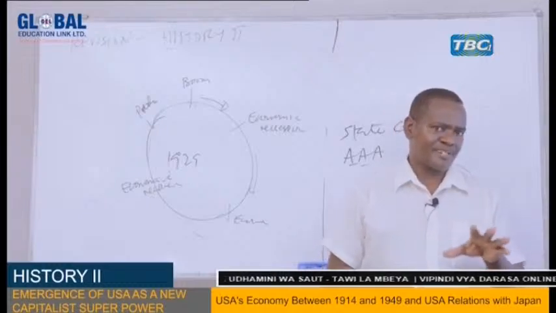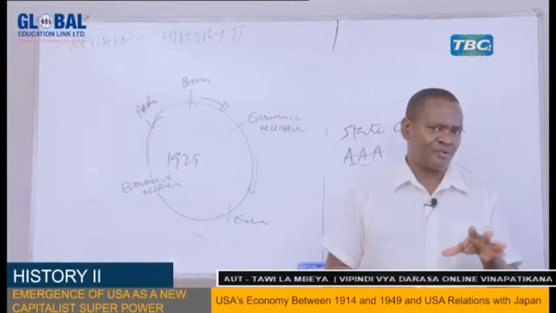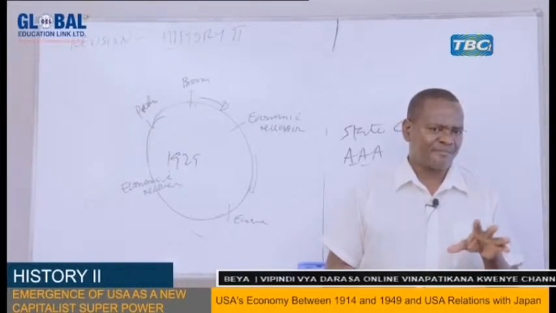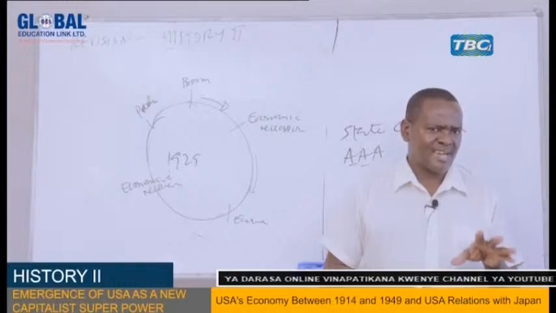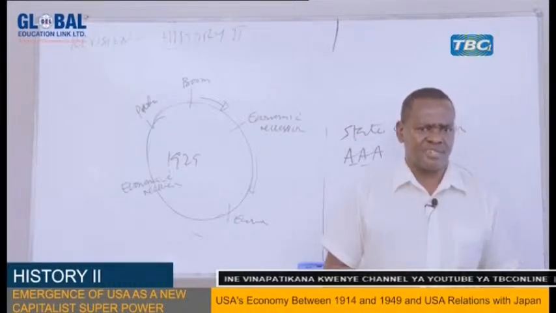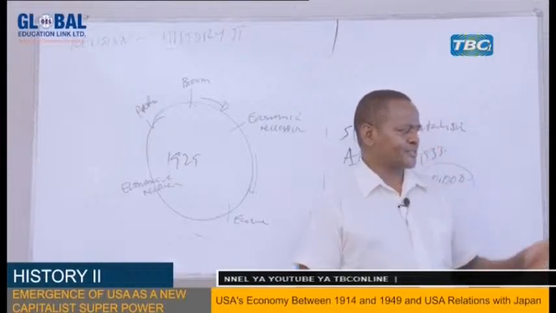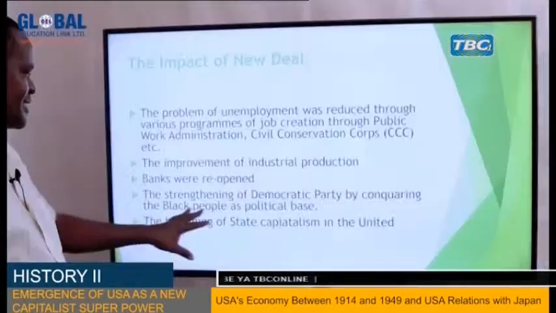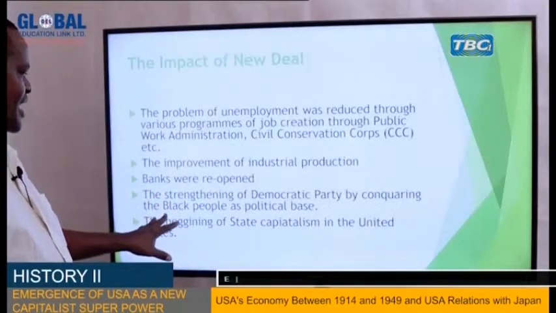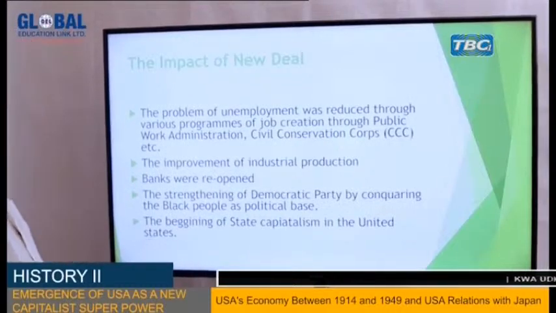Remember, the economic depression occurred in America at a time when there was racial segregation. So if there was a problem of unemployment, then the black people would be the last to be employed. So it's because of those changes that the black people considered Roosevelt as their savior. So for that case, my dear students, this has to become another very important impact.